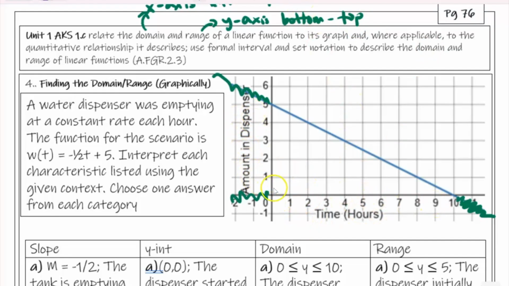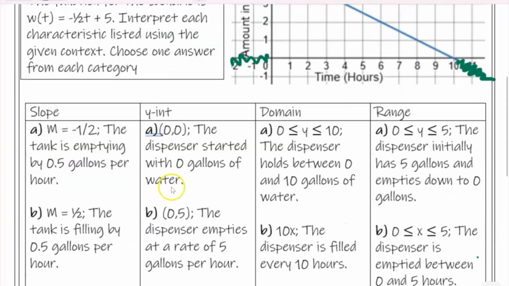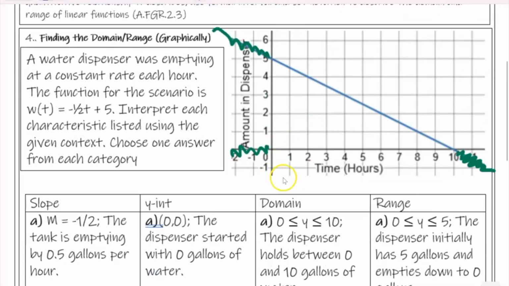What about an amount in the dispenser? Can I have a decimal amount in the dispenser? Yes. So I can have all of this and all of this. In this case, this graph is continuous, meaning that you can have everything in between. All right, so this is the function: interpret each characteristic listed using the given context, choose an answer from each category. All right, so since we're just looking at domain and range, let's talk about that first.